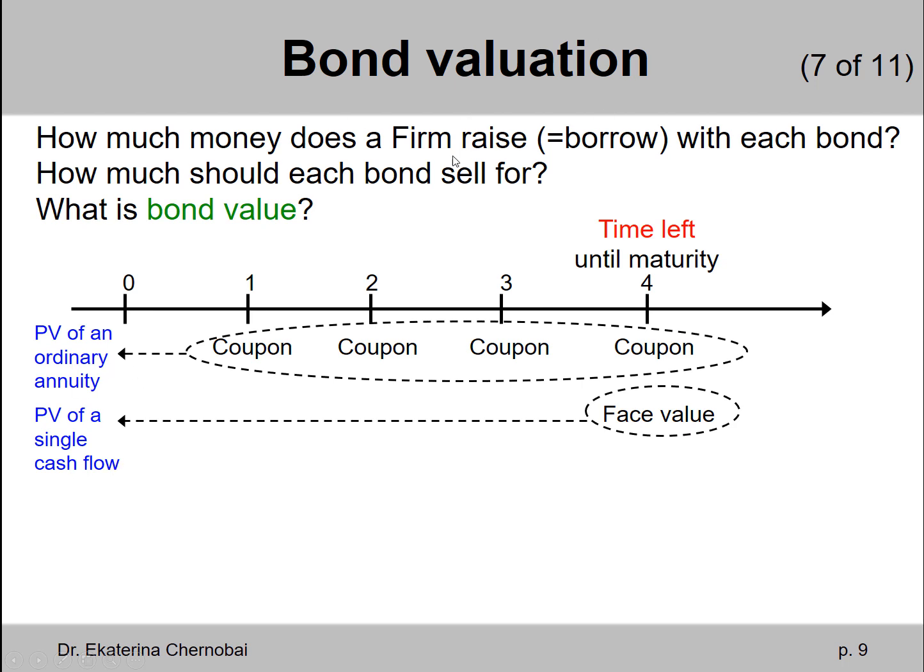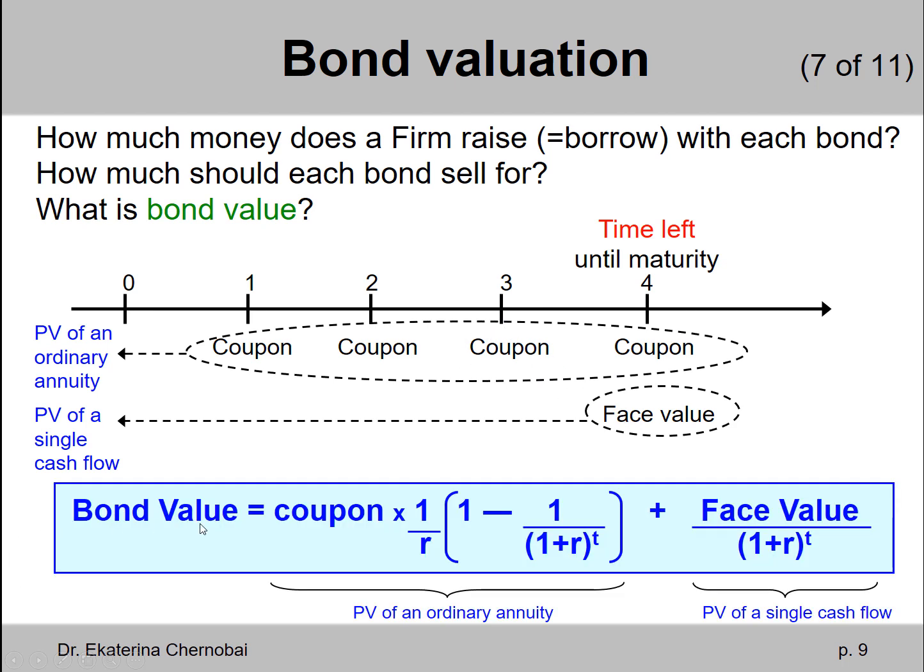And if you're on the firm side that's selling the bond, the question could be rephrased as how much the firm should sell each bond for. So that becomes nothing but the present value of all the coupons, the annuity of coupons, plus the present value of the face value at bond's maturity. So we just add up the two components of the bond value. And so the bond value is equal to the sum of the present value of an annuity of coupons and the present value of the face value at maturity.